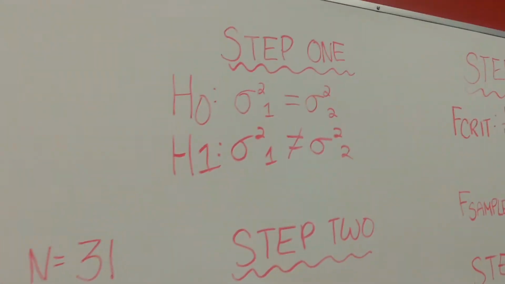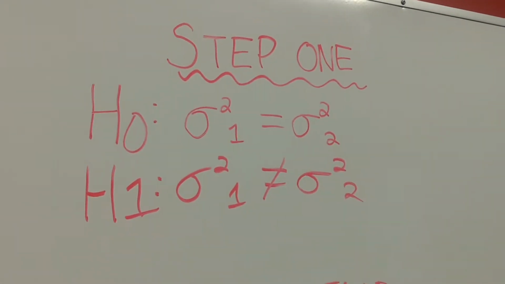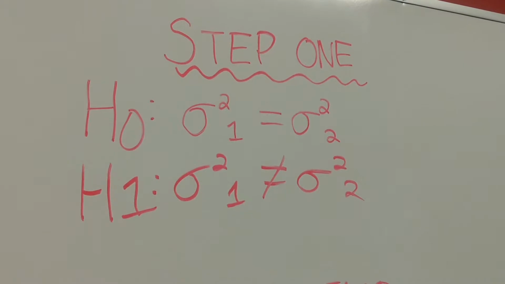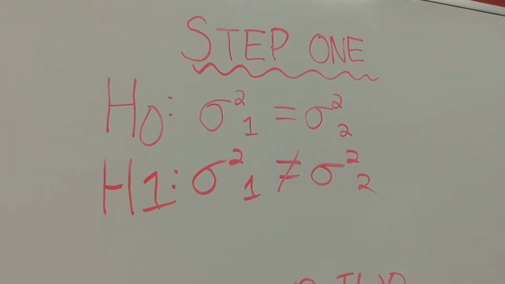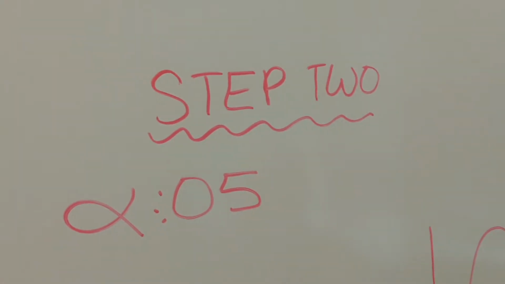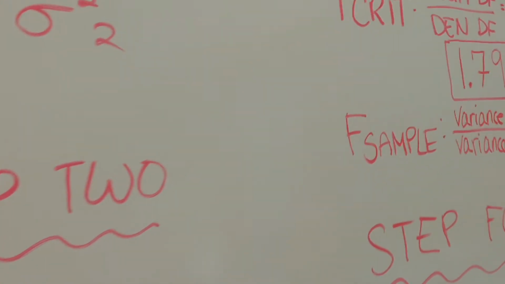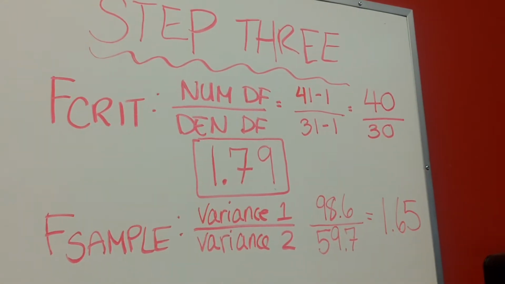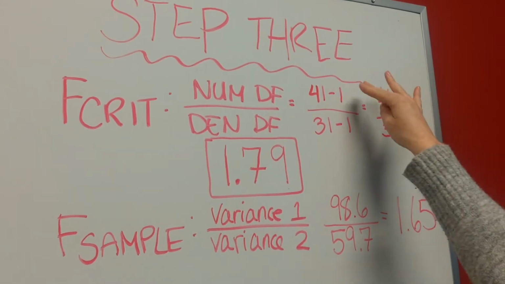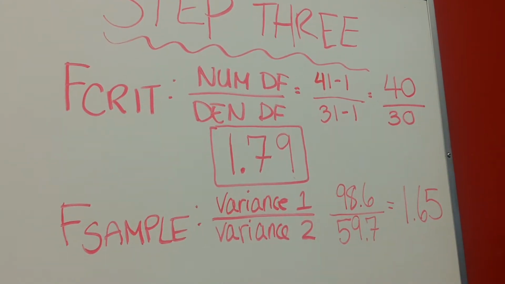So step 1, we're going to determine our null and alternative. We're looking to see if the samples are equal or not equal, so we just write as so. Step 2, we were given the level of significance, so we used 0.5. Then moving on to step 3, we're going to determine the F critical value. By doing this, we need to remember to put the larger variance on top, so that will be the numerator, and then the denominator will be the smaller.